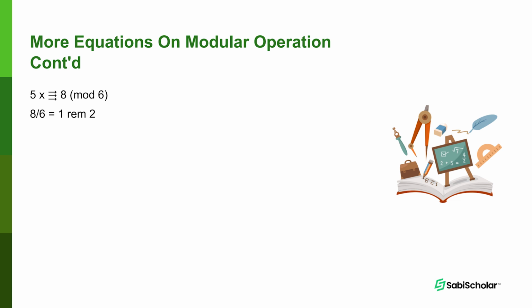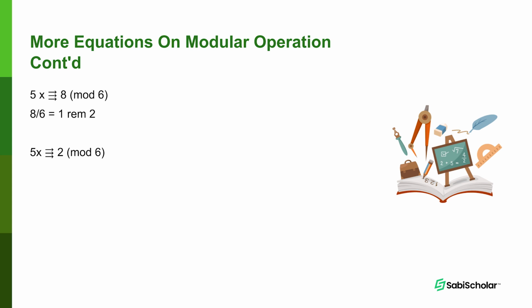So to solve 5x ≡ 8, because 8 is not exactly divisible by 5, we have to first take that 8 and convert it to modulo 6. So 8 in modulo 6 is 1 remainder 2. So the answer will be 5x ≡ 2, because we got that 2 when we converted the 8 to modulo 6. We have changed 5x ≡ 8 to 5x ≡ 2. 8 is just 2 in modulo 6.